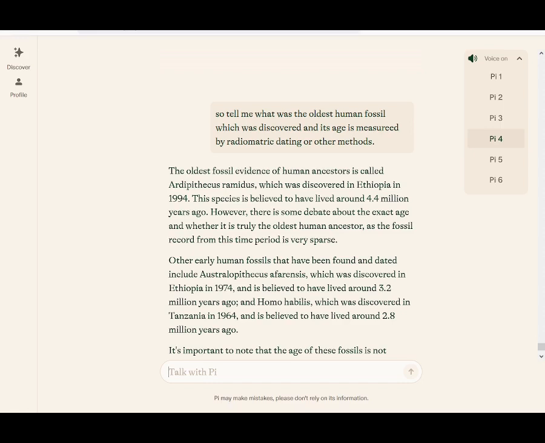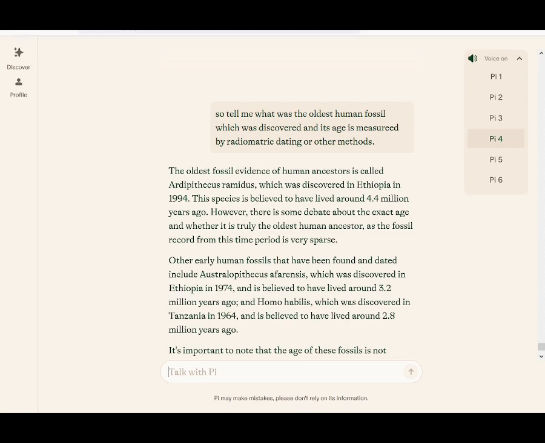Other early human fossils that have been found and dated include Australopithecus afarensis, which was discovered in Ethiopia in 1974 and is believed to have lived around 3.2 million years ago, and Homo habilis, which was discovered in Tanzania in 1964 and is believed to have lived around 2.8 million years ago.